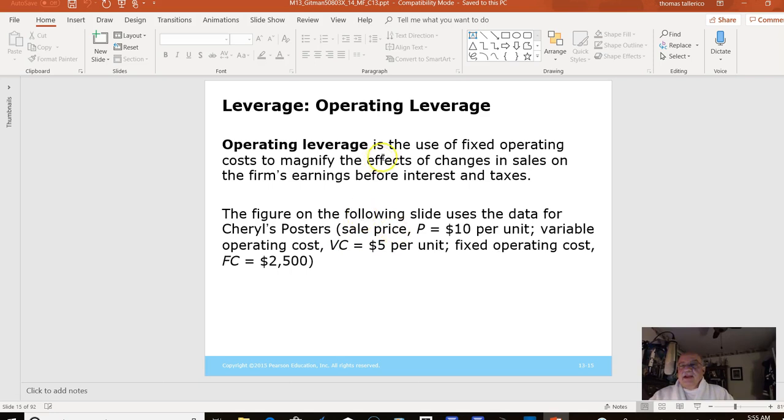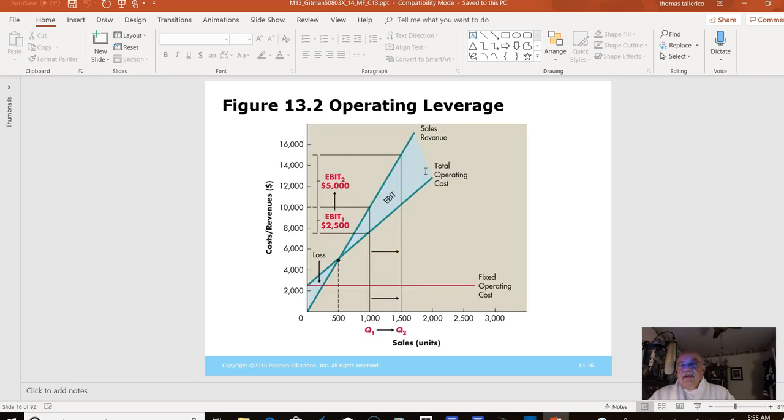All right, so operating leverage, again, is the use of fixed operating costs to magnify the effects of changes in sales on the changes in your EBIT, as we said already. And they show you that again, and again here's a different change. Now they show you different quantities. If we change the quantities, your EBIT now is $5,000. Here, your EBIT is $2,500. So you can see the quantities are changing here, and you're riding up and down the sales curve, and that tells you the costs and revenues.